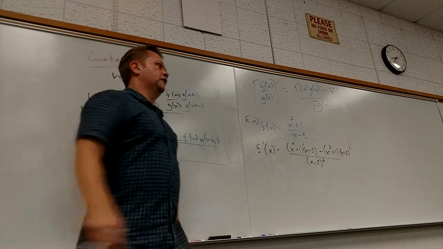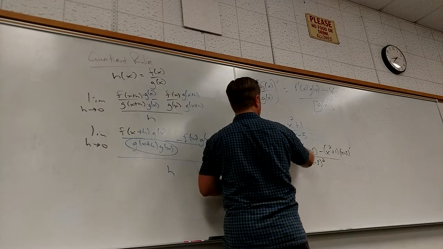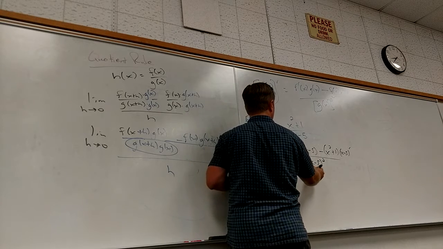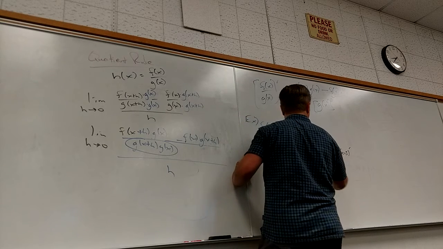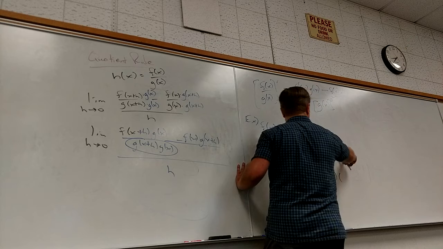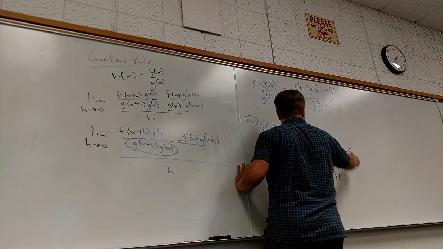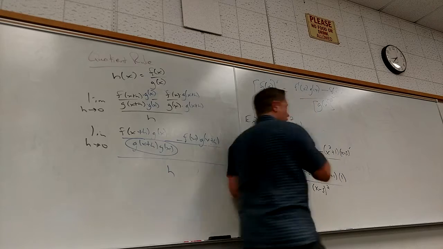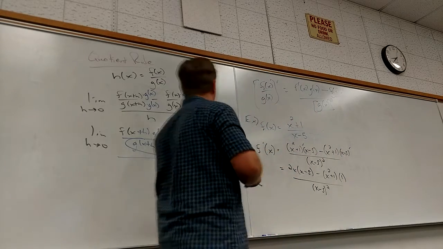And now you simplify. Now you do your derivatives. What's the derivative of x squared plus 1? 2x. Minus x squared plus 1 times 1, all over x minus 5 squared. Now, let me rewrite this up here.